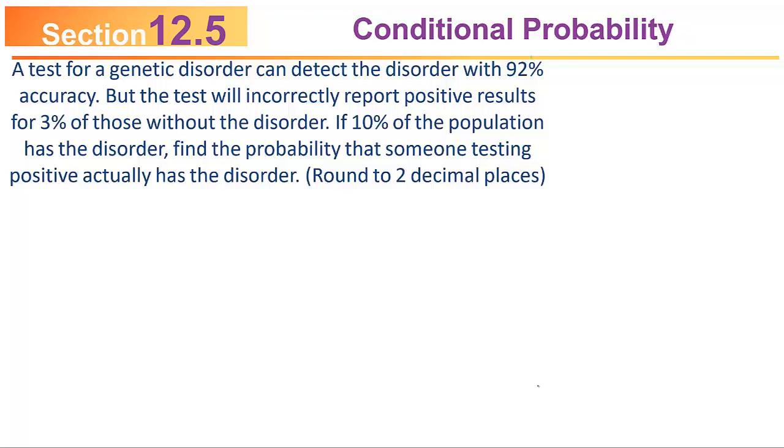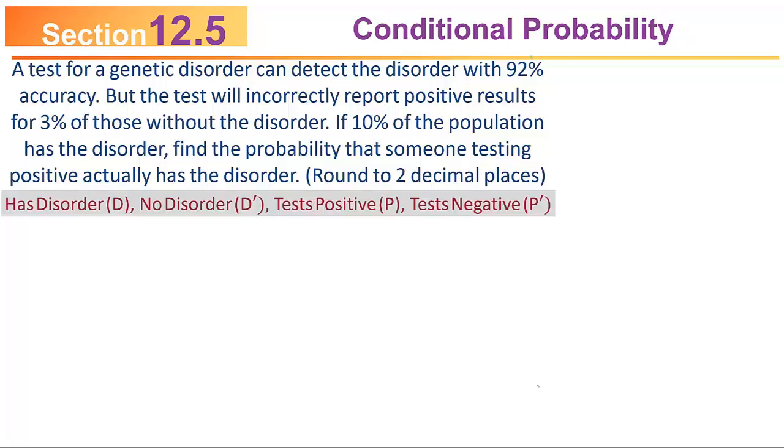When you read that, it just sounds overwhelming, but if you take the time to draw this out, do a tree diagram, and think about it in the right way, you'll see that this is not overwhelming. So I'm going to create an event called D, which means the person has the disorder, and D prime to mean the person doesn't have the disorder. I'll use the event P to indicate that the person tests positive, and P prime to indicate that the test is not positive, in other words, negative.